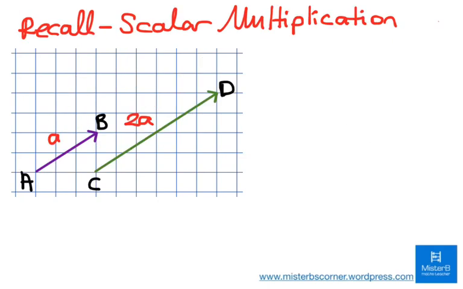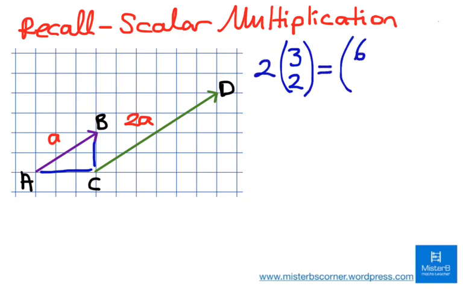Scalar multiplication was about multiplying the values of a vector by a scalar, by a number. So if this first vector is 3, 2, and I multiply it by a scalar 2, I get 6, 4, as 2 times 3 is 6, 2 times 2 is 4. So it's going to be 1, 2, 3, 4, 5, 6 to 4, right?